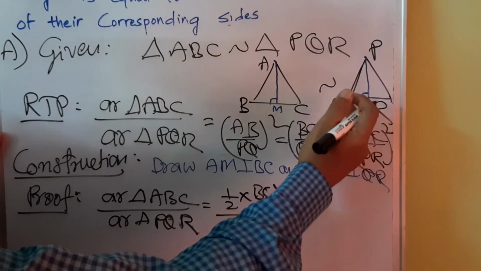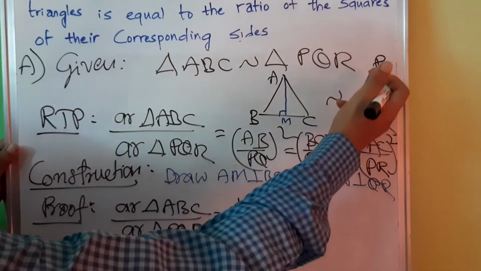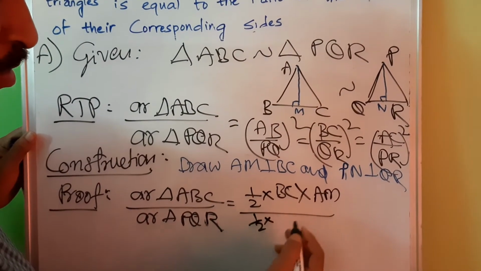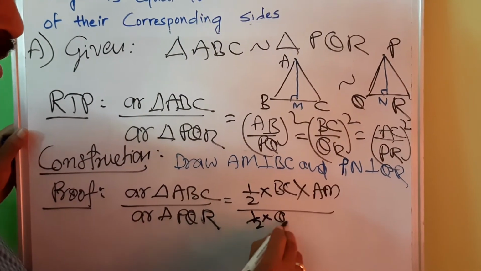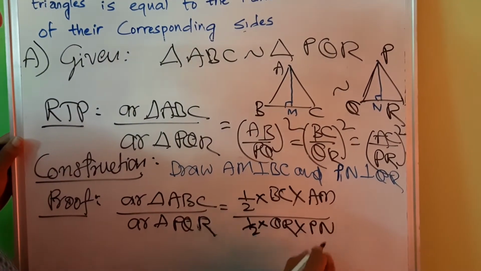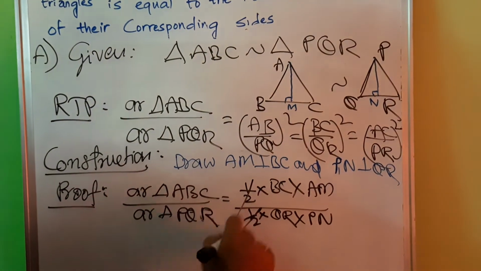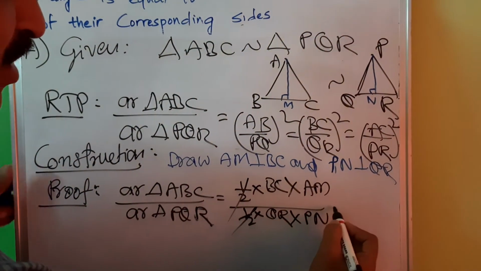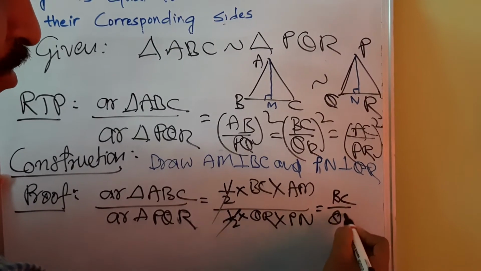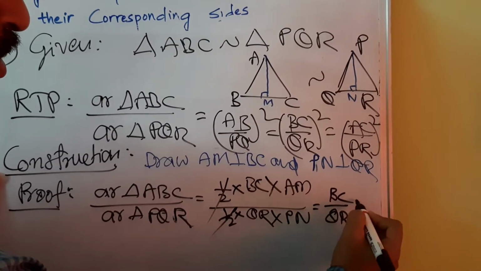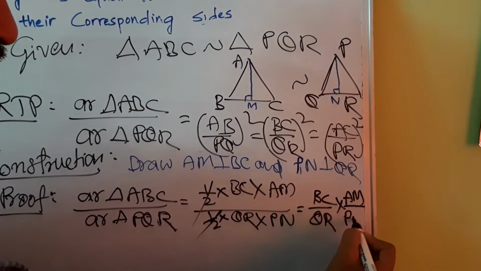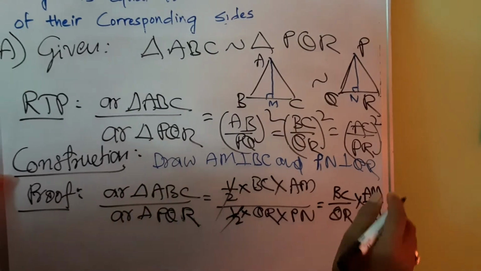What is the base here? QR. What is the height here? PN. So here half into QR into height PN. So half cancels. So the remaining is BC by QR into AM by PN. This is statement number 1.